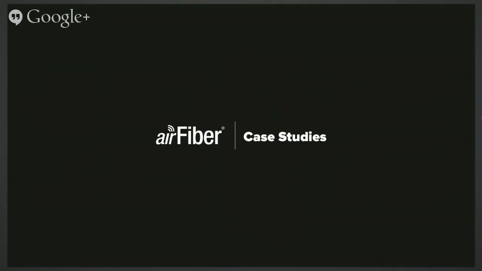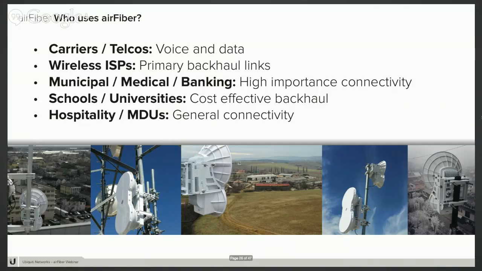All right, so let's get into some of the case studies. Before we get into them, let's talk about who uses them and what they use them for. So we've seen carriers and telcos use them for voice and data, wireless ISPs using them as primary backhaul links, municipalities, hospitals, and banking we've seen using them for high importance connectivity. And for schools and universities, we've seen them use it as cost-effective backhaul. They have a budget to work with, so AirFiber is a great solution to get internet to the school. And then finally, in hospitality and multiple dwelling units, we've seen them use them for general connectivity.